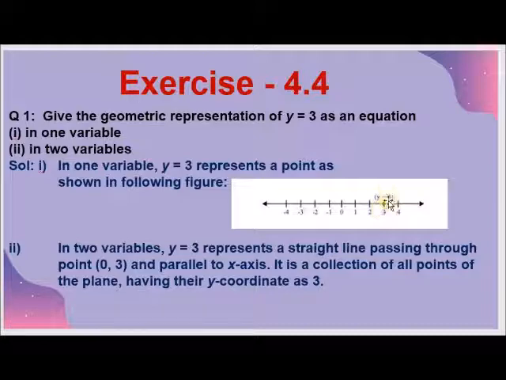Fine. So in two variables, y equals 3 represents a straight line passing through the point (0, 3). When x is 0, y equals 3, that line will represent y equals 3, because here variable x is not there, that means x is 0, and it is parallel to the x-axis. It is a collection of all points of the plane having their y coordinate as 3. So our graph will represent this here.